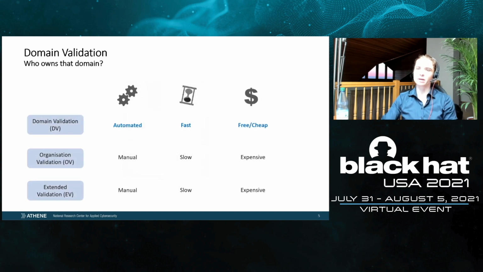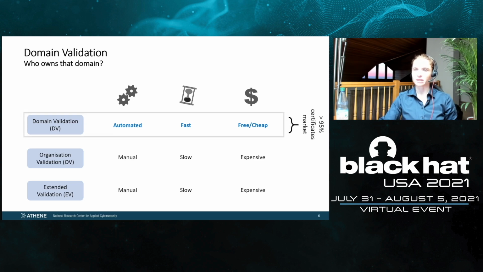So there are a number of ways for verifying ownership over domains. And we focus on domain validation since it is supported by most CAs. These CAs collectively control more than 95% of the certificates market. And the reason for such popularity of domain validation is that it is automated, fast, and cheap, sometimes even free. So how does it work?